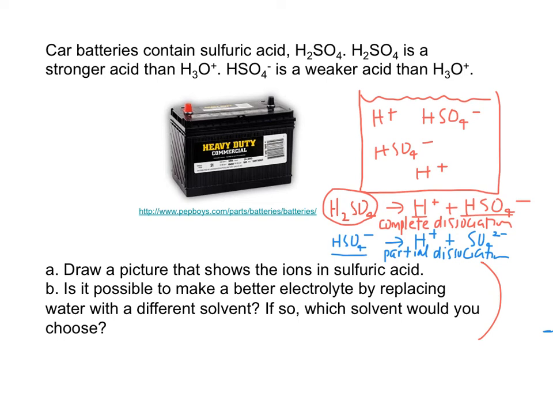For part B, HSO4- is a weak acid in water. You want to find a solvent in which HSO4- is a strong acid. I looked at a more extensive acid-base strength table, and ammonia could work.